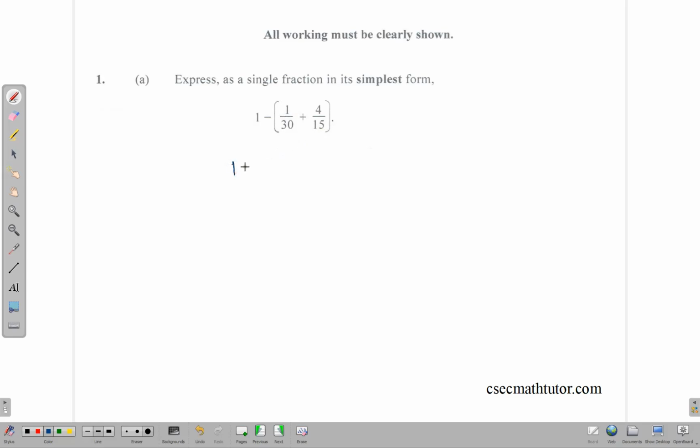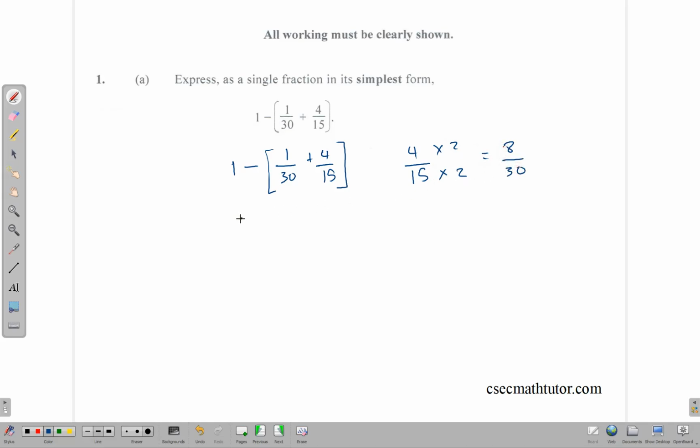So we write it down, 1 minus (1 over 30 plus 4 over 15). Now from this you may choose to use the LCM if you're familiar with that. Right now it just seems easier if we rename this fraction 4 over 15 so that it has a denominator of 30. And the easy way to do that, of course, is just to multiply our numerator and denominator by 2. So we get a 30 there.